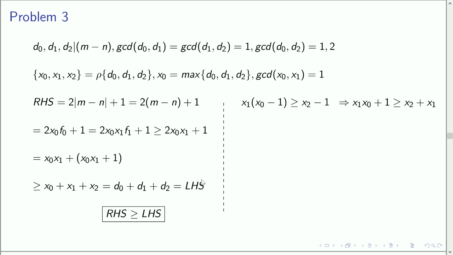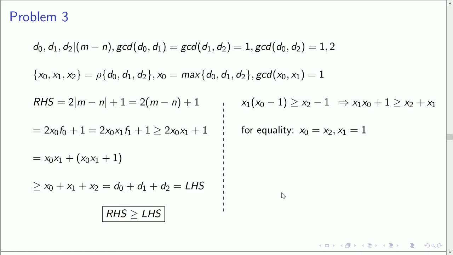Alright, so now there's part 2, which says when does the equality hold. So for equality, we have to make everything equal here. So first of all, f1 has to be 1, and x1 has to be 1, and we also have to have equality here. So since x1 is 1, x0 basically has to be equal to x2.